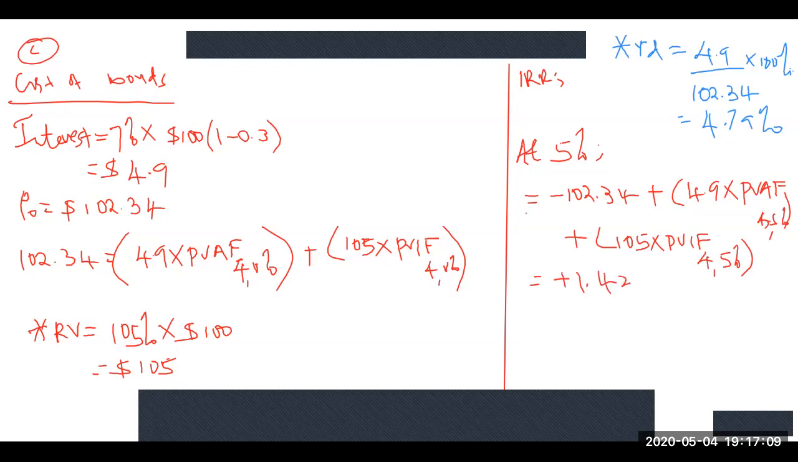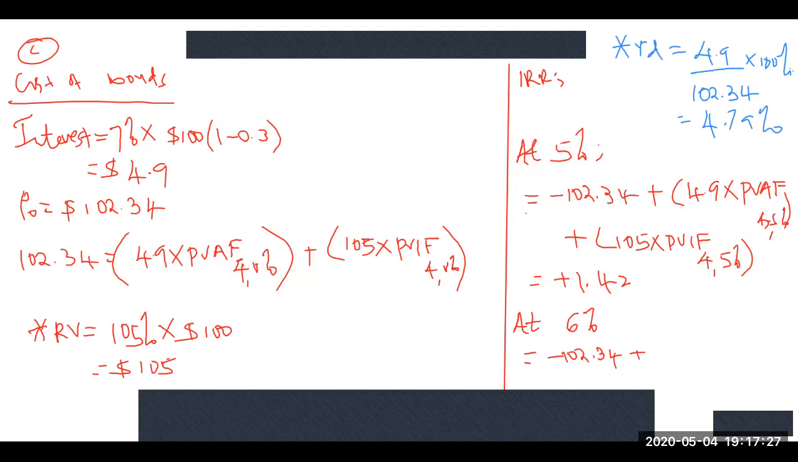Positive 1.42. Then the second rate? I tested at 6%, the same process, but now at 6%. So negative 102.34.